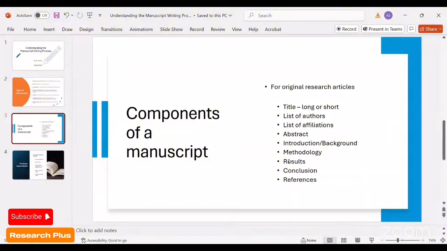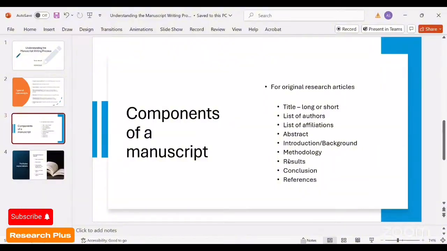If it says that the body of the manuscript should begin with introduction, do not write background. Do not mix them up. If they say it's background, write it as background and not introduction. In some journals, you see methodology. Others, you see methods. Others, you see materials and methods.